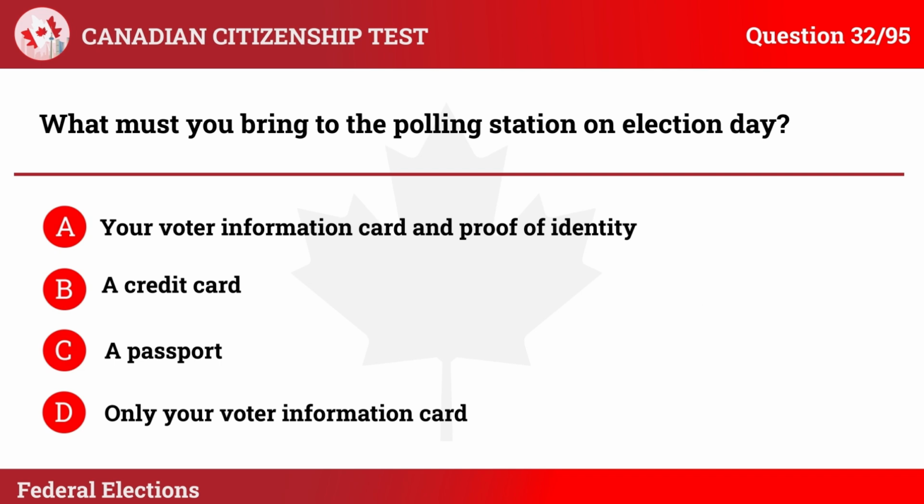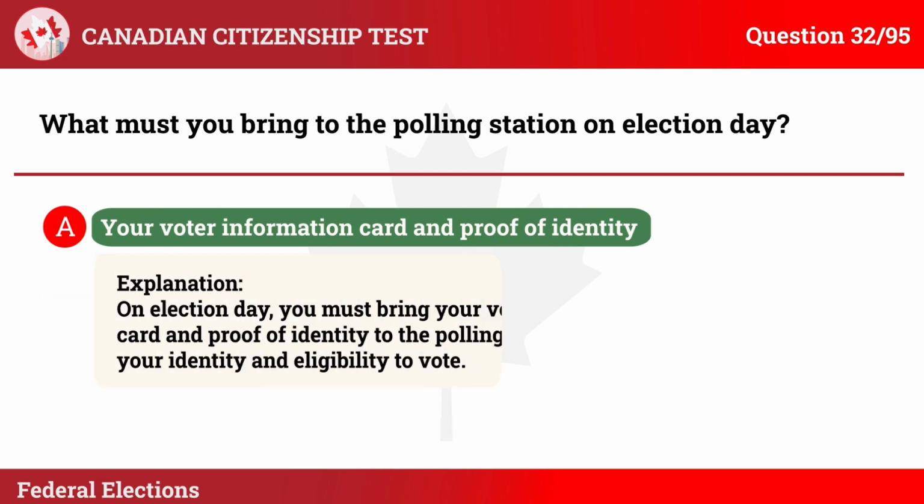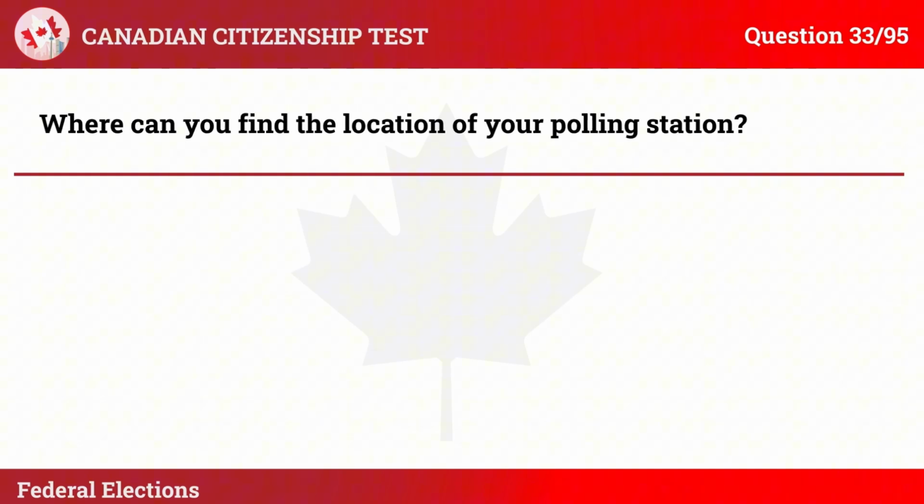The correct answer is A. Your voter information card and proof of identity. Explanation: On election day, you must bring your voter information card and proof of identity to the polling station to verify your identity and eligibility to vote. Question 33. Where can you find the location of your polling station?